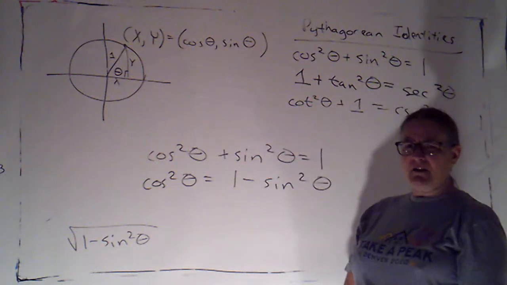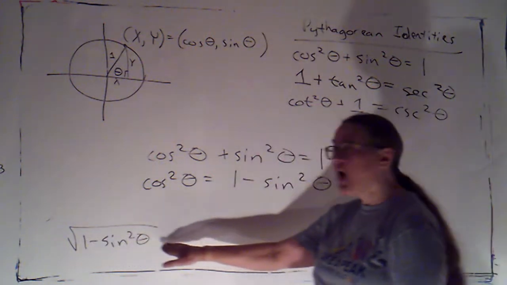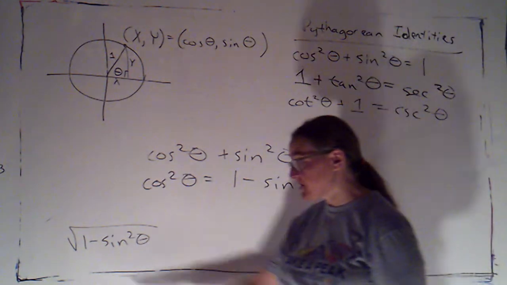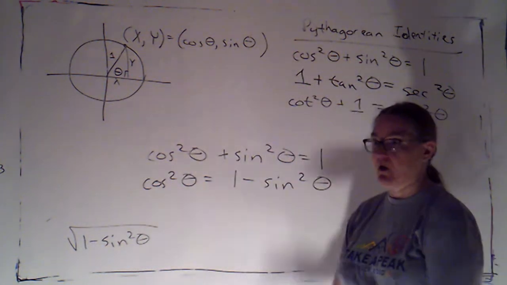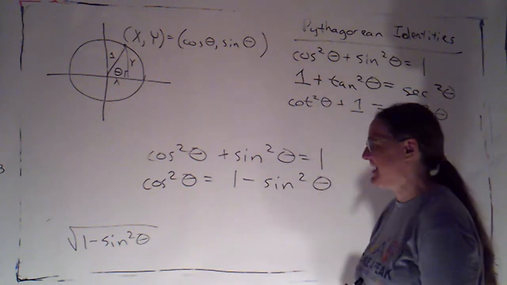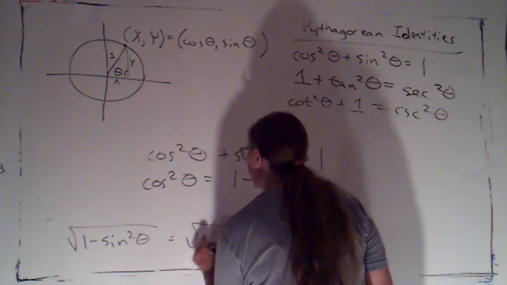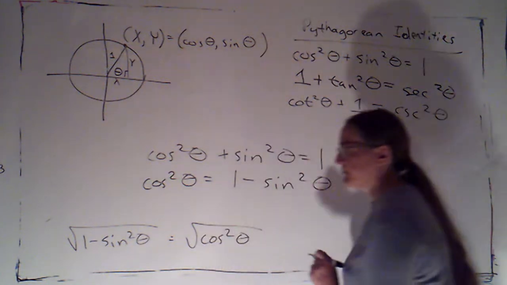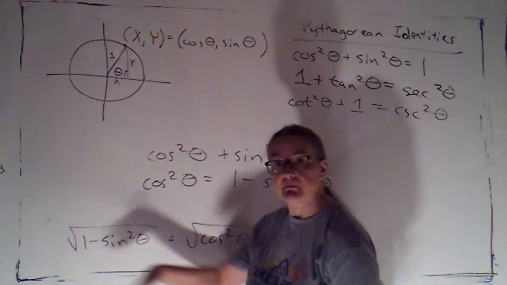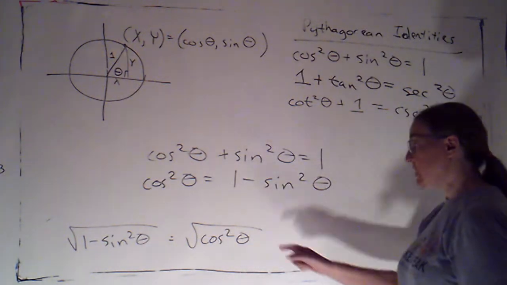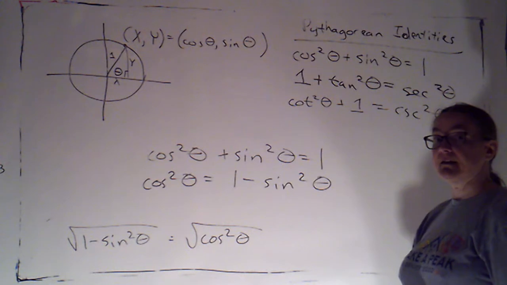That's not super convenient because square roots do not distribute over addition and subtraction. So I can't just take the square root of each term and subtract the results. That's just right out. But what I can do is say that's the same thing as the square root of cosine squared theta. So instead of having a subtraction problem involving two terms, I can just write it as one term. And then I know what the square root of cosine squared theta is.